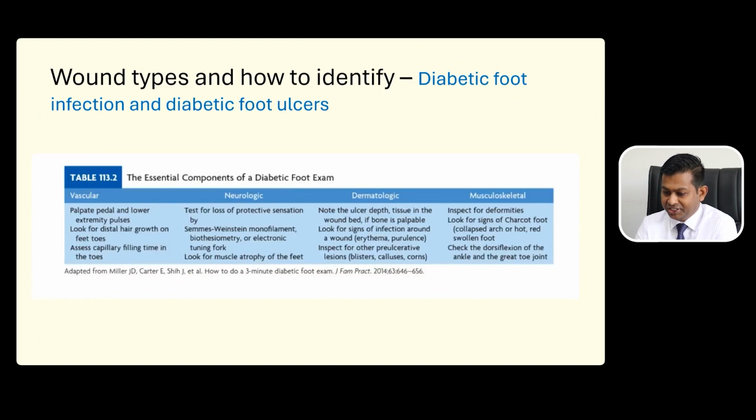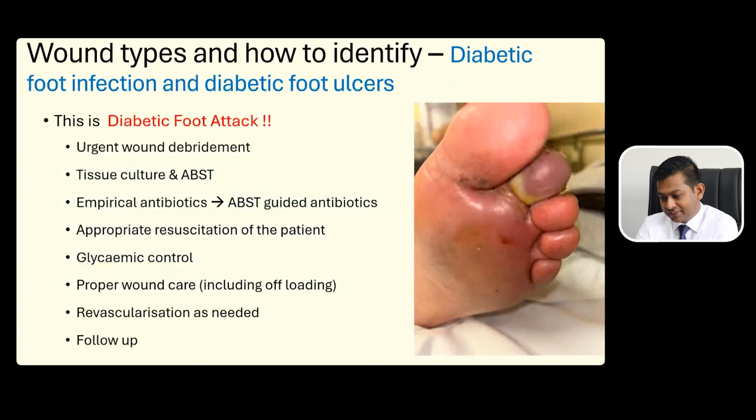I'm sure we can read up and go through them. Okay, coming back to this picture. So this is a diabetic foot attack. This is not my words. This is not just imagination. It is an attack, like a heart attack.